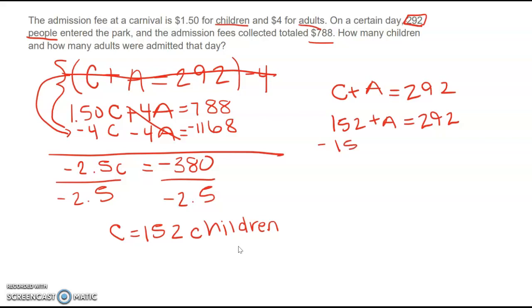We subtract 152 from each side to solve for a. So we end up with a equals 140 adults. And a good thing I had my a written there because that reminded me I have 140 adults.